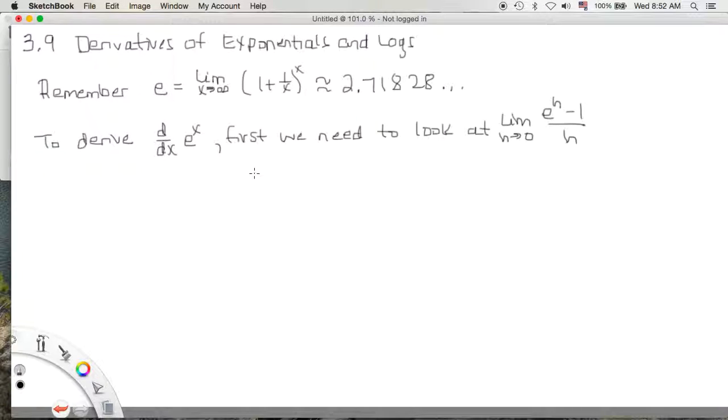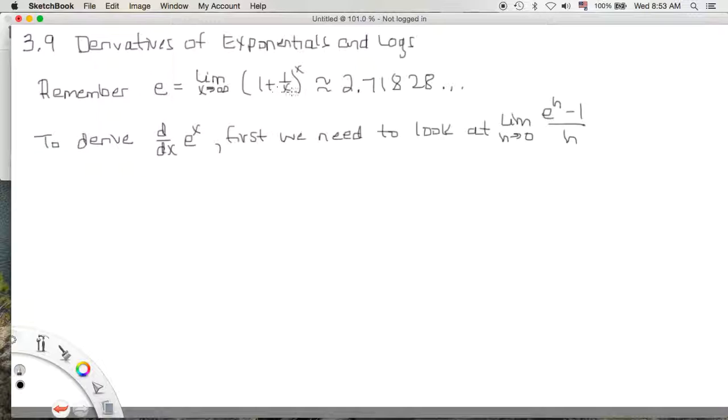All right, now we're going to get some derivatives for exponentials and logs. We're going to derive those using the definition of derivatives for starters, but then we'll move from there just like we did with the trig functions. So the first thing we need to do is remember this number e.